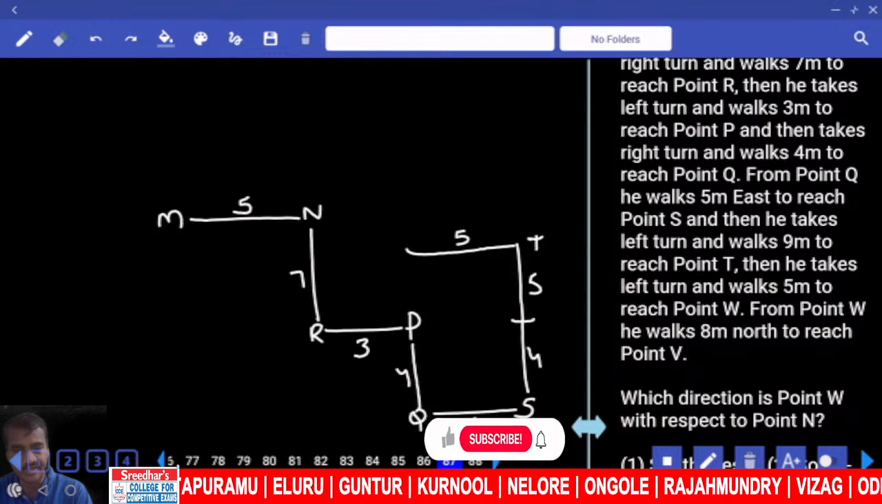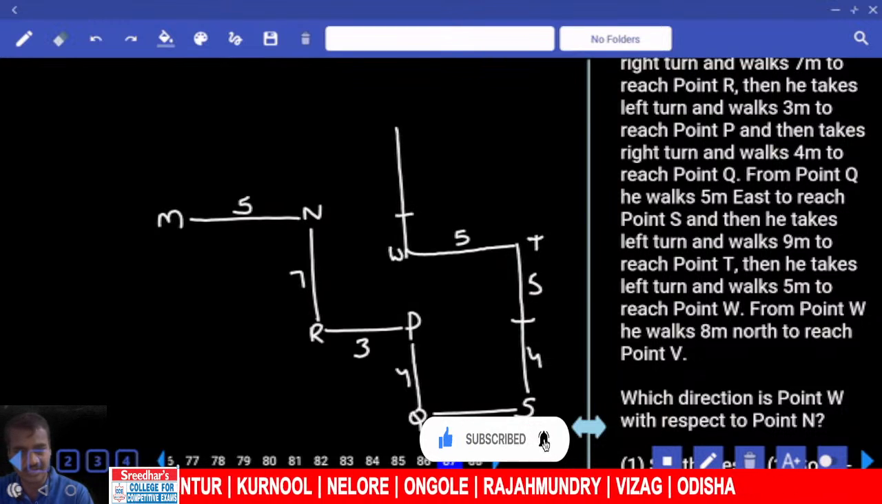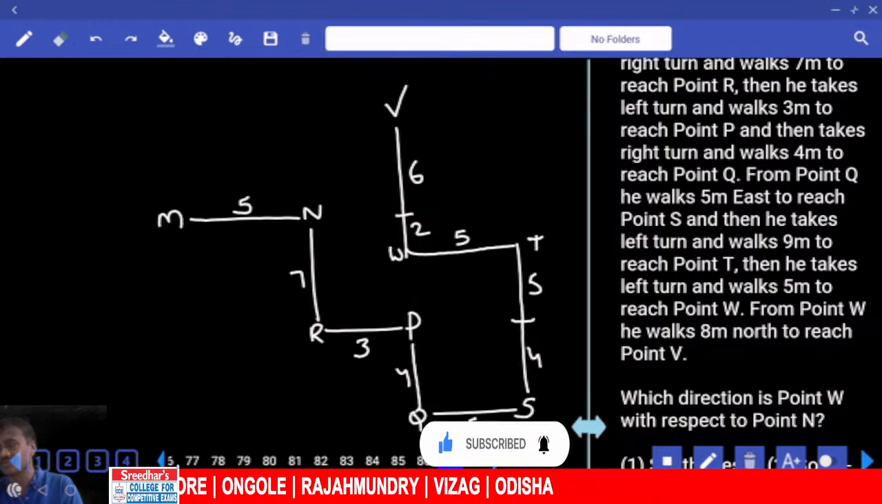From W, 8 meters north. And out of this 7, now how much is completed? 5. Now 2 more, and 6, and to reach point V. This is the final diagram.